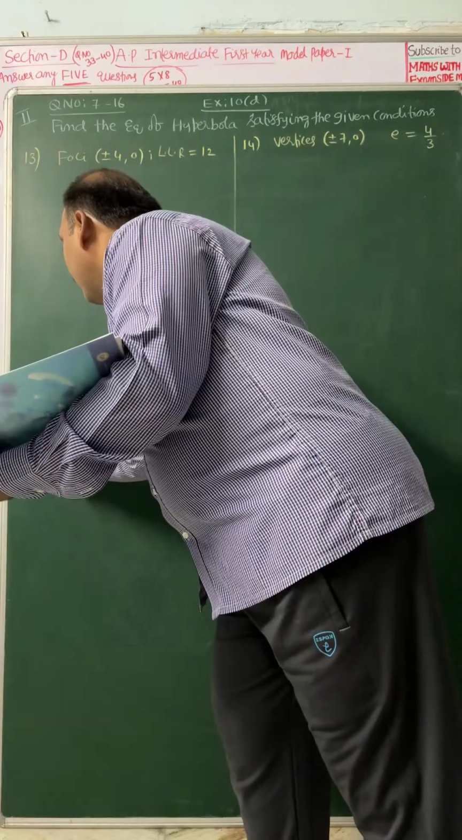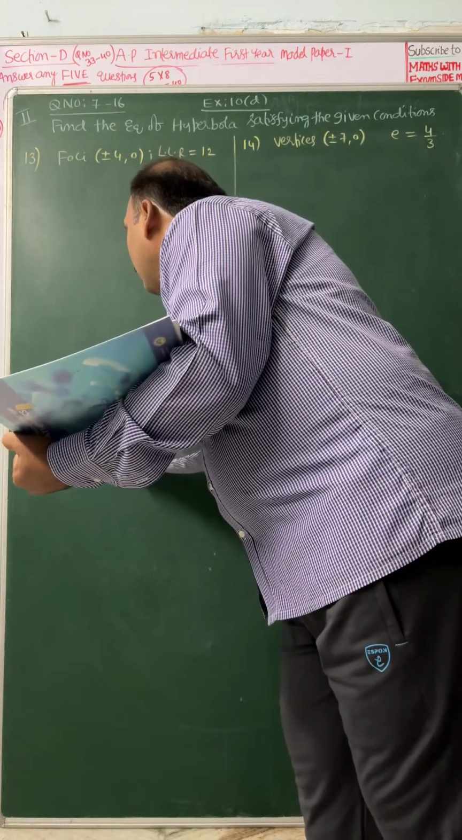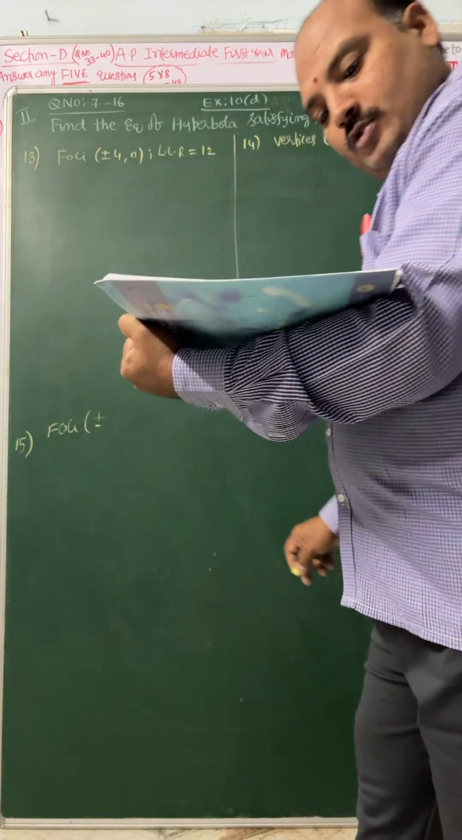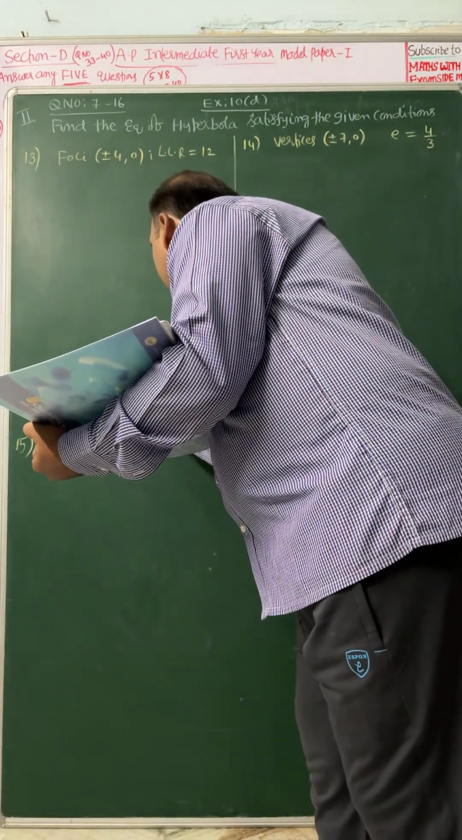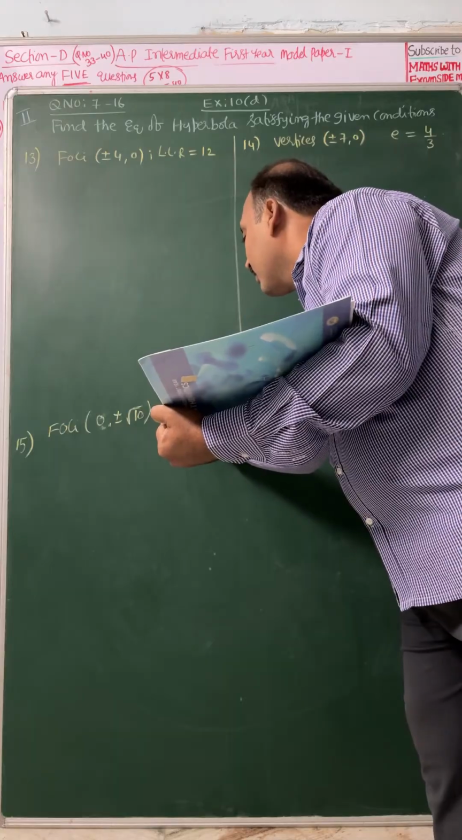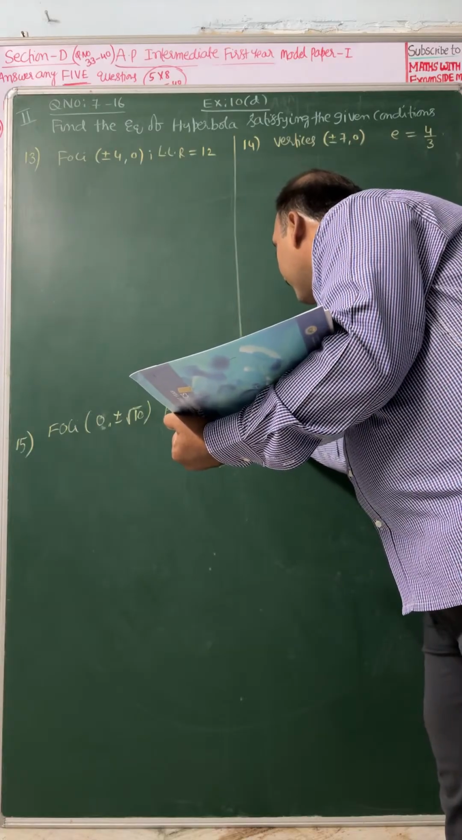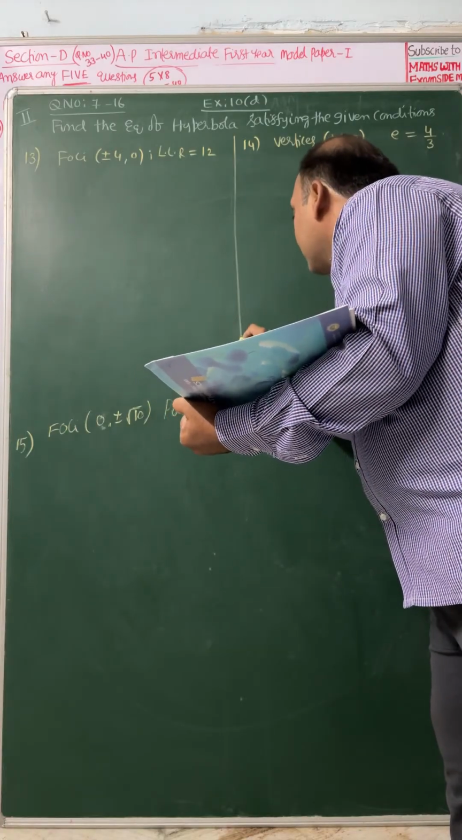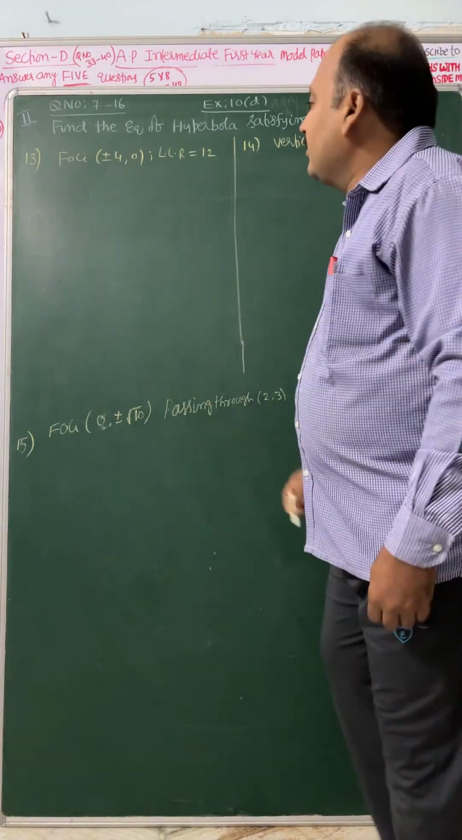And question number 15. Foci coordinates are 0, plus or minus root 10, passing through 2, 3. So the last question we will do later. First, come to question number 13.